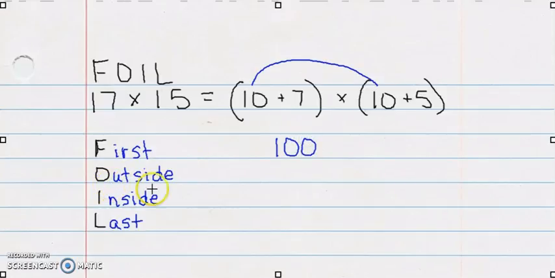Now, O means outside. That means these 2 outside numbers that we have. That's 10 and 5. So we're going to link these 2 together like we've linked our first numbers. Outside numbers, 10 and 5. So we multiply these 2 numbers together. 10 times 5 gives us 50.